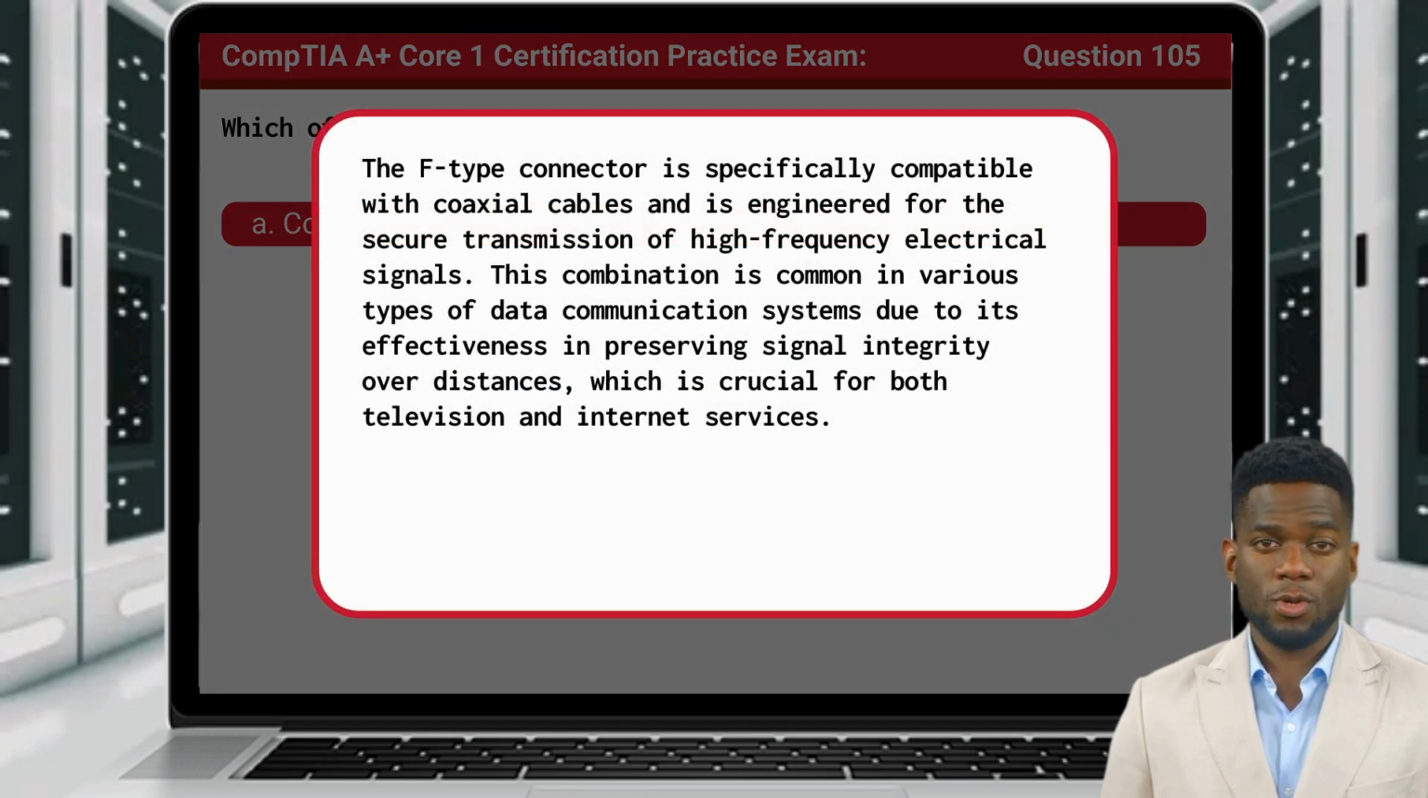The F-type connector is specifically compatible with coaxial cables and is engineered for the secure transmission of high-frequency electrical signals. This combination is common in various types of data communication systems due to its effectiveness in preserving signal integrity over distances, which is crucial for both television and internet services.